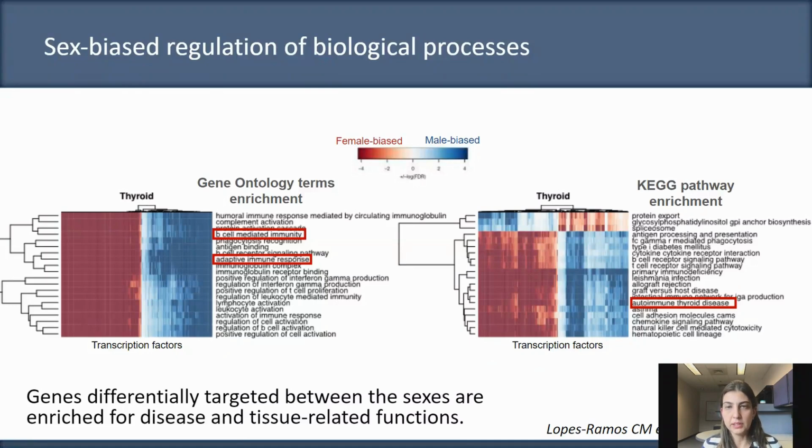So maybe after a specific exposure or a mutation, we would expect that the networks of males and females will respond differently to that impact. And this will impact disease incidence and how disease will progress in each sex.